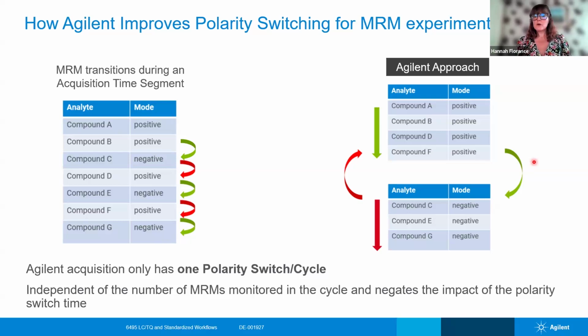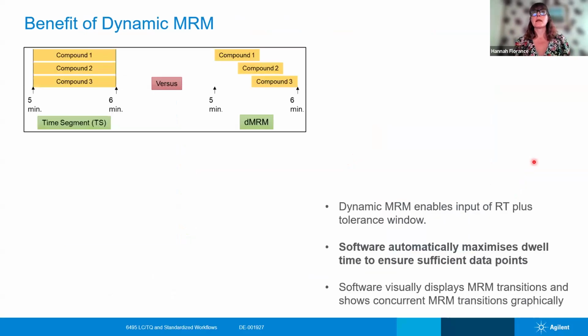Also, if you've got fast gradients and low dwell times, or if, as we'll probably see later, flow injection analysis where you've got no chromatography at all, you will need low dwell times. So you need that ability to switch between the polarities, or between MRMs, very quickly.